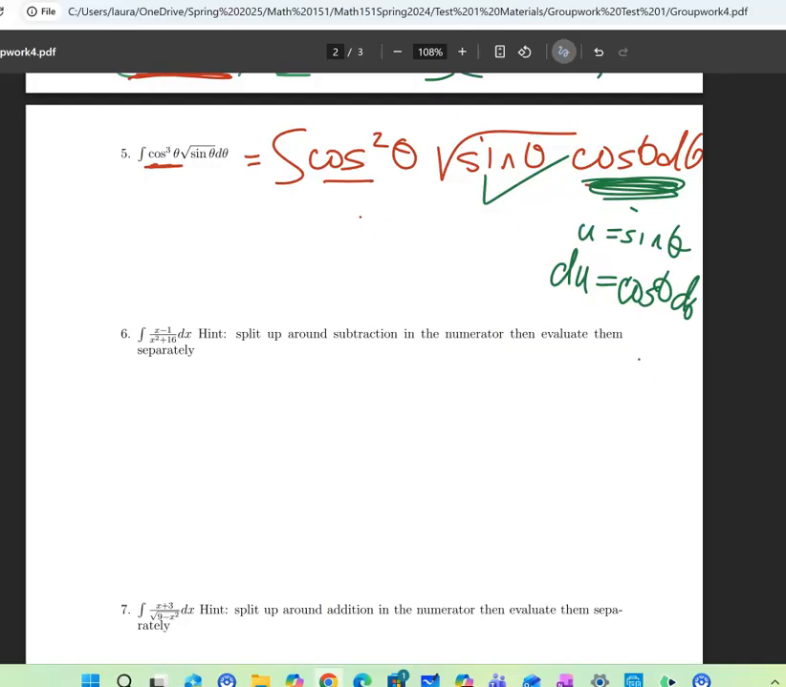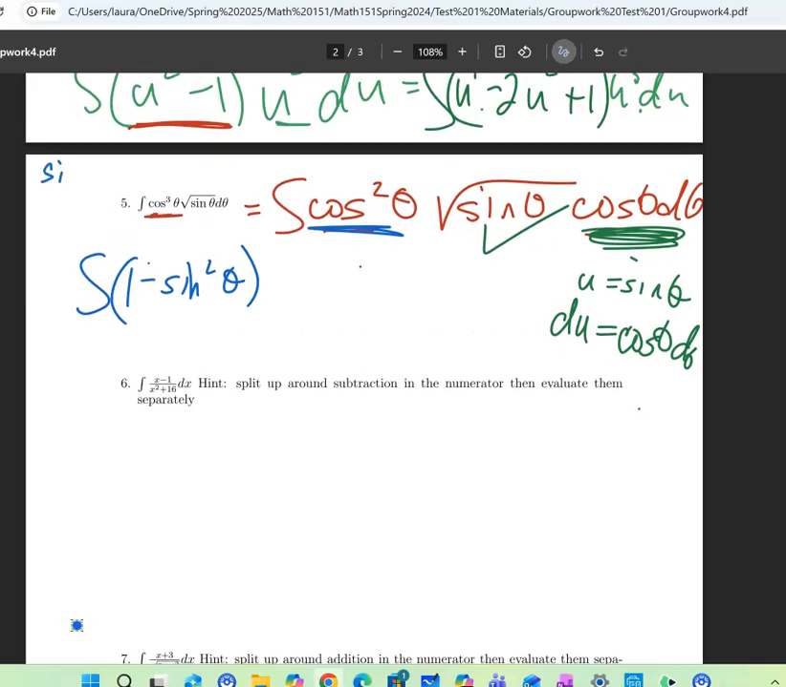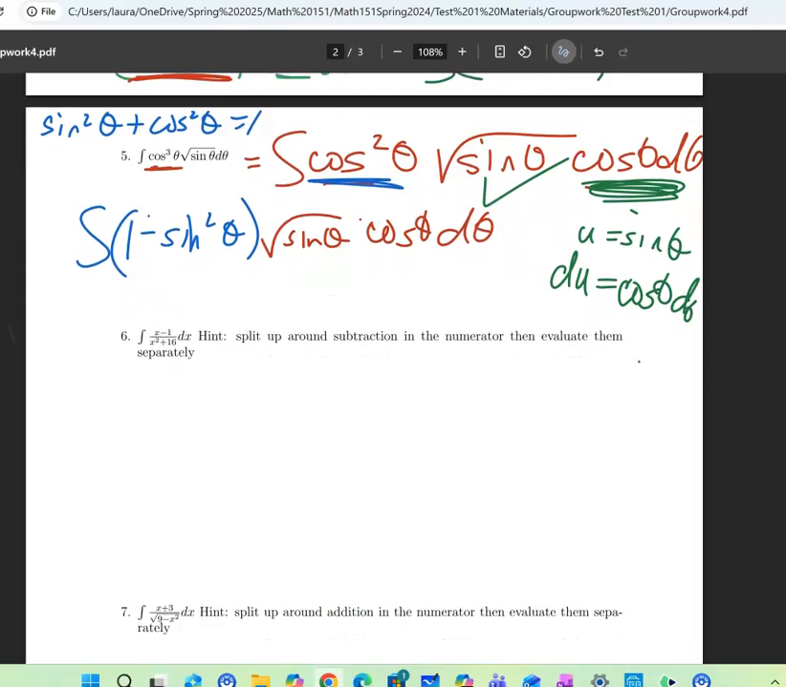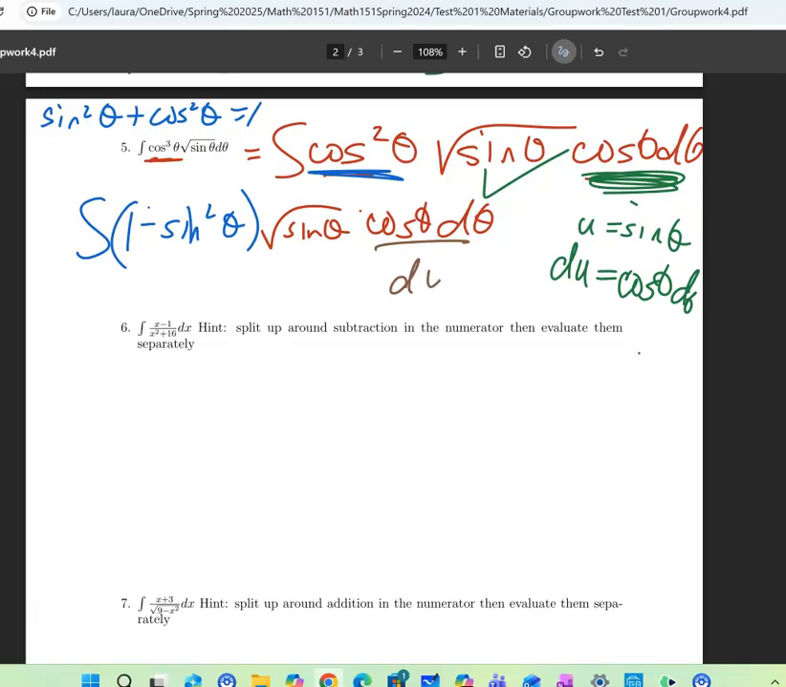How am I going to deal with this guy? You know that's 1 minus sine squared. So take the time to rewrite it using the identity, right? Sine squared theta plus cosine squared theta equals 1. And then I'll carry along the root sine of theta and then the cosine of theta d theta. Now use the substitution. So this is du, this is root u, and this gives me 1 minus u squared.